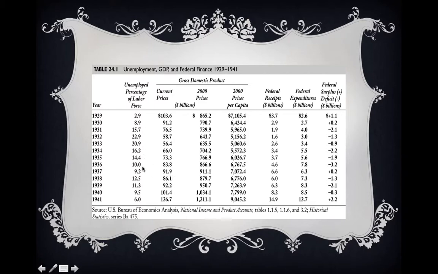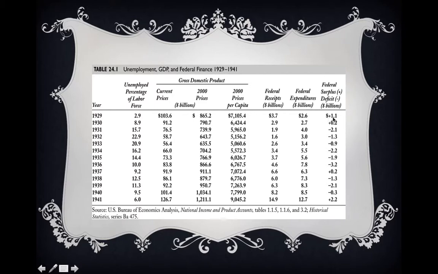Same thing for the unemployment rate. See, the unemployment rate consistently falls from 32 to 37, and then 38, it jumps back up again. So we can see that this 1938 period is that period where we talk about that recession within the Great Depression.